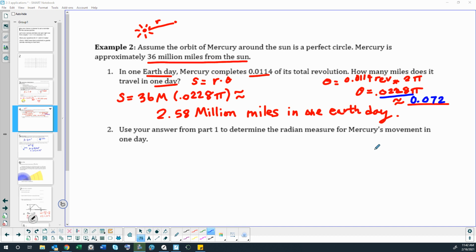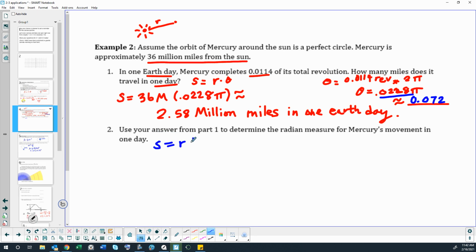So for question 2, if we're going to find the radian measure for Mercury's movement in one day, that was just the 0.0114 revolutions times 2 pi. So the 0.0228 pi, when I multiply that out, I get 0.0716283125, so I rounded it to 0.072, okay? So that's not hard. We had to use that to do this problem. However, what this problem is asking us for is to work backwards. We're assuming we don't know this, and we're going to find the answer by using the formula we just learned.